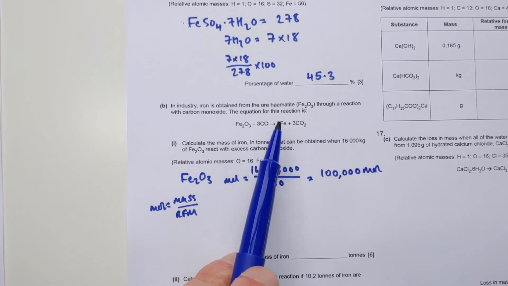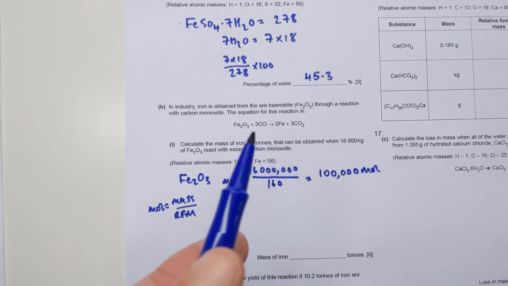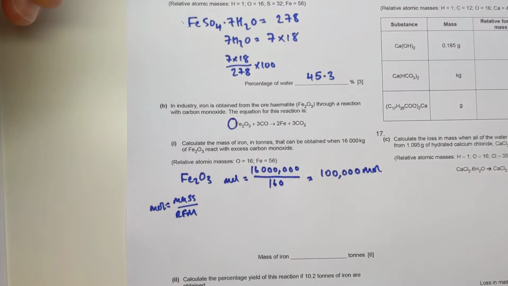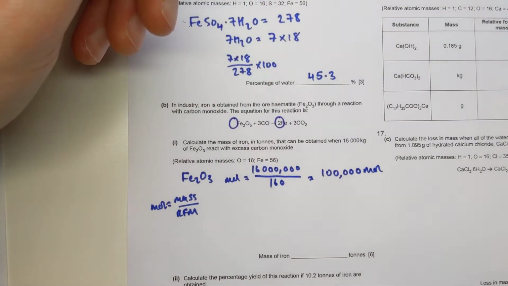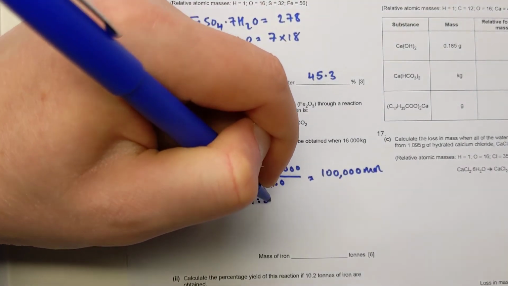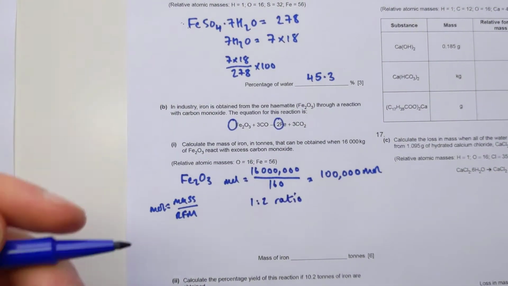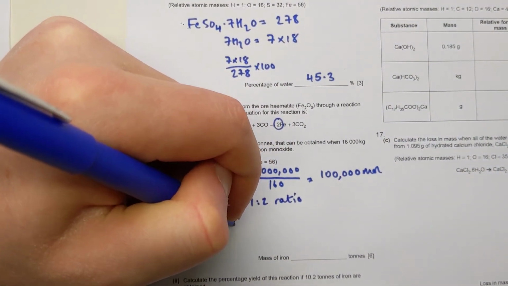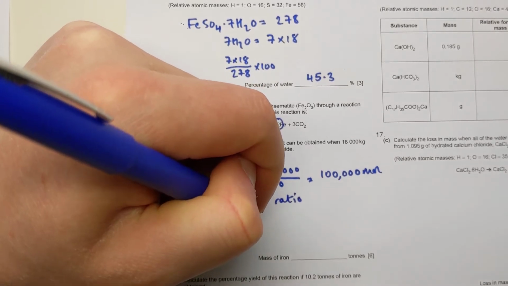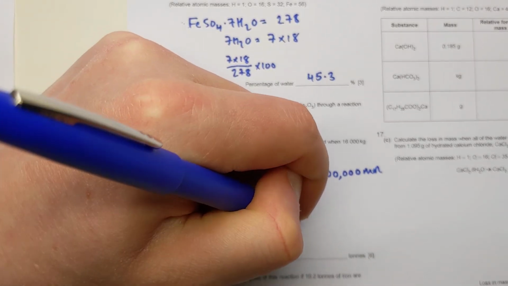I want to work out the mass of iron it's going to make. Going to involve using my ratio. You'll notice here there's no number in front of the FeCO3, there's a 2 in front of the Fe. It's a 1:2 ratio to get to the iron with your mole ratio. Therefore, the iron, you're going to have 200,000 moles of iron.